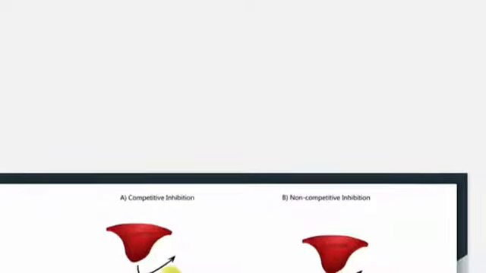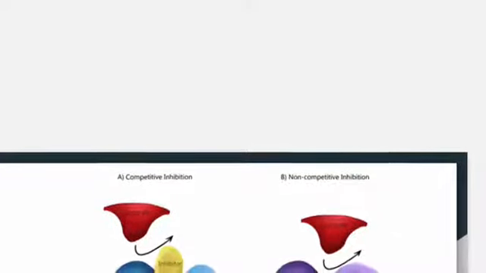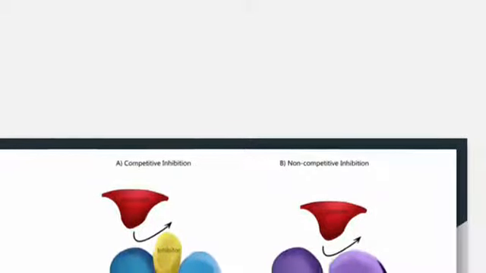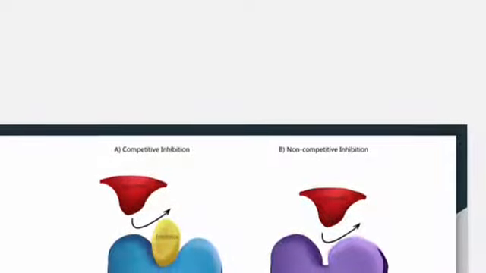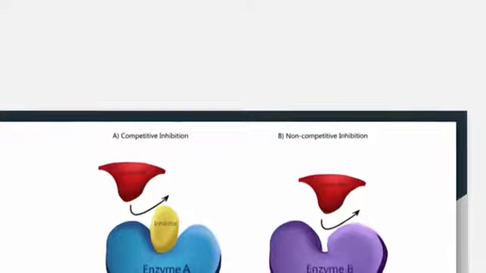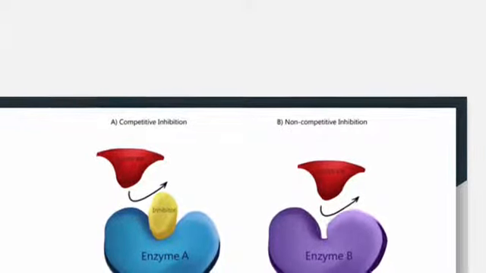In a normal reaction, the substrate would just go to the active site of the enzyme and get finished products. But in competitive inhibition, an inhibitor goes to the active site, which blocks off the substrate that's supposed to go there. In non-competitive inhibition, it goes to another site, and that changes the shape of the enzyme, so the original substrate can't be turned into products there.